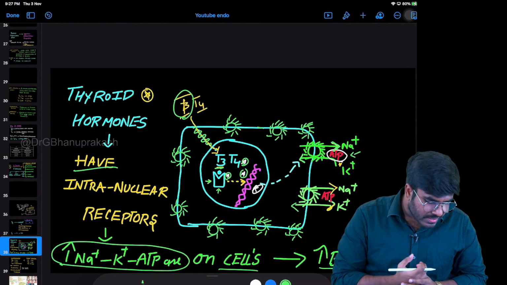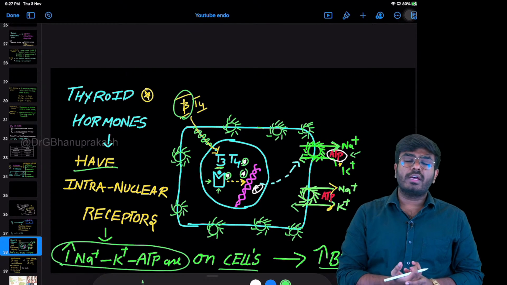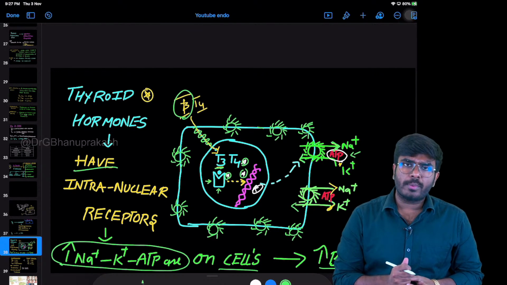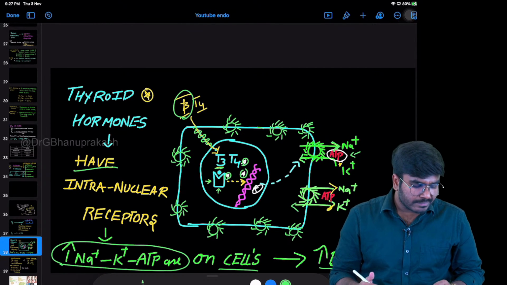Yeah, beta 1 receptors, someone is asking, Mohammed. Yes, beta 1 receptors are also present on the juxtaglomerular cells. True. Yes, on the juxtaglomerular cells it's there. On the heart, it is there.